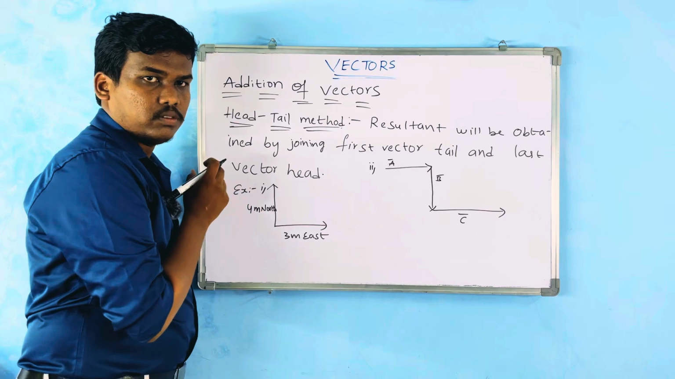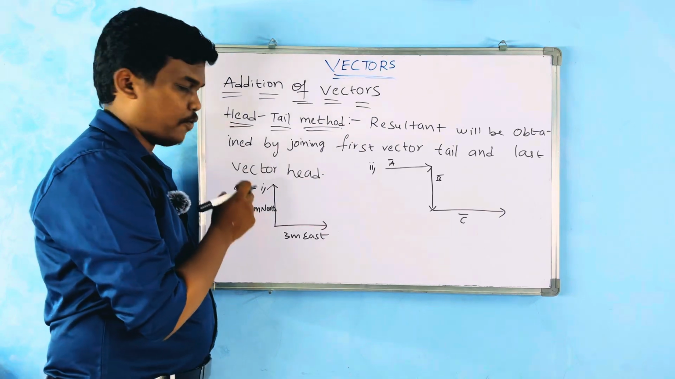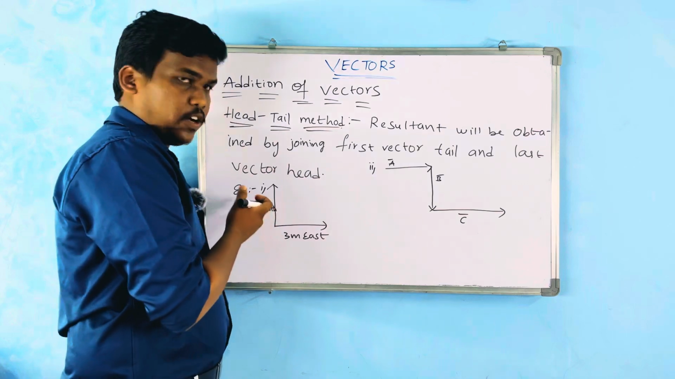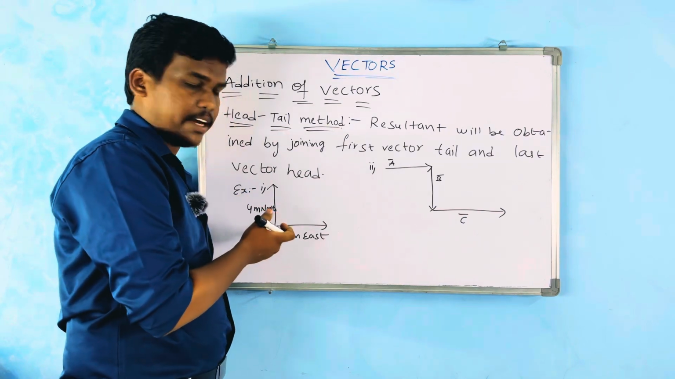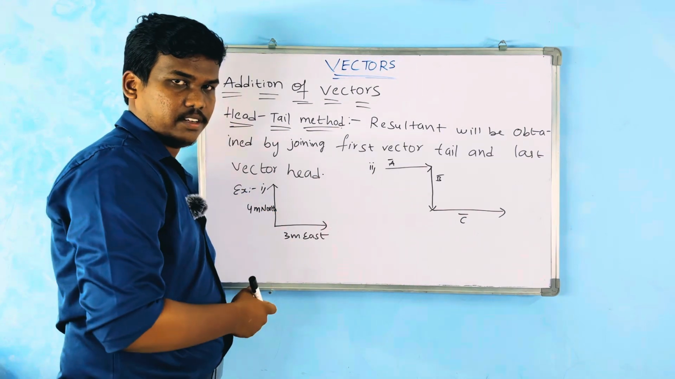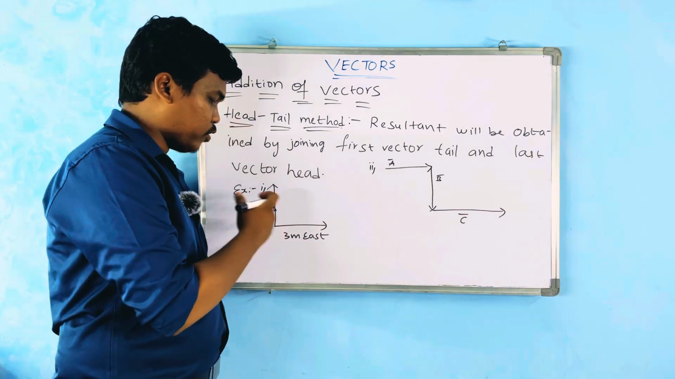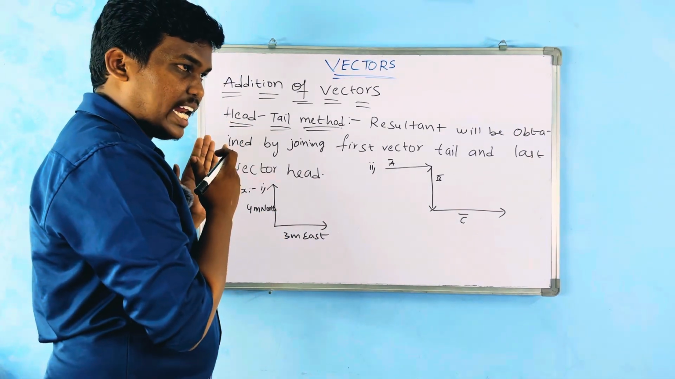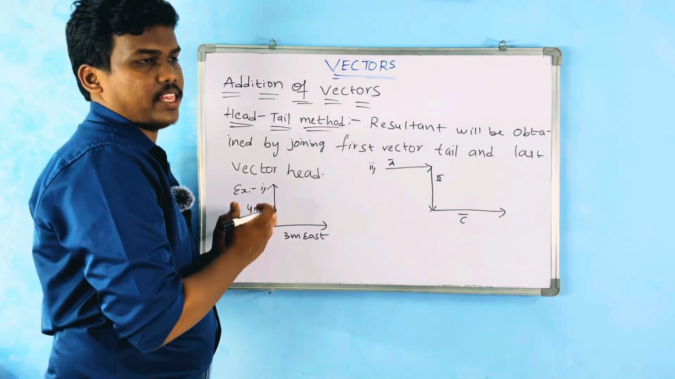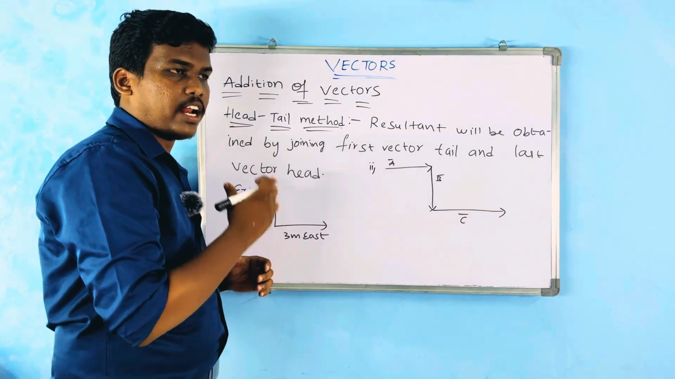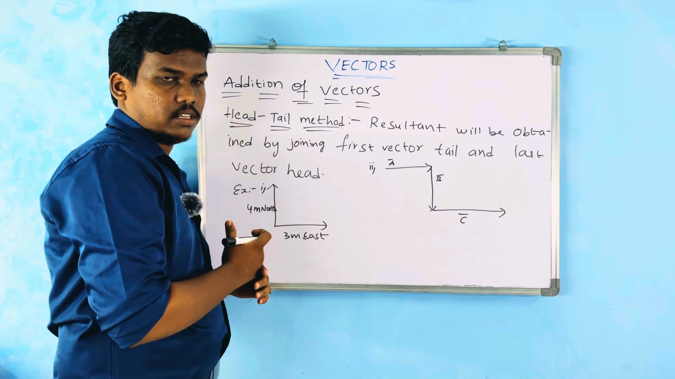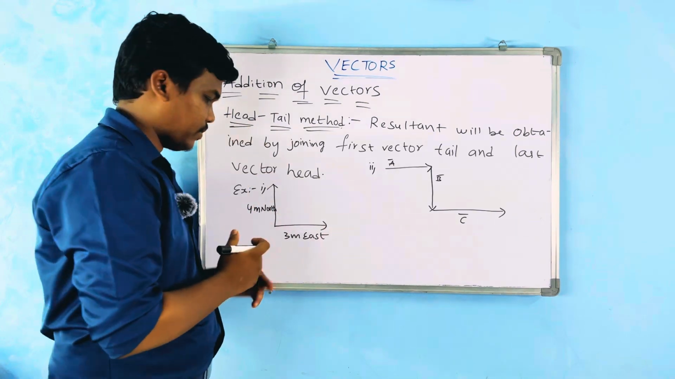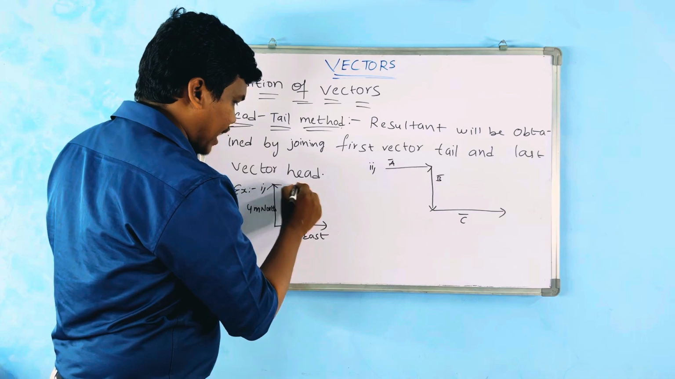Now, first we try to do the first example. Here there are two vectors. First one is 4 meters north and second one is 3 meters east. Now what we have to do? Firstly, we have to rearrange the vectors in the way that the first vector head should touch the last vector tail. So I have to do a parallel shift.